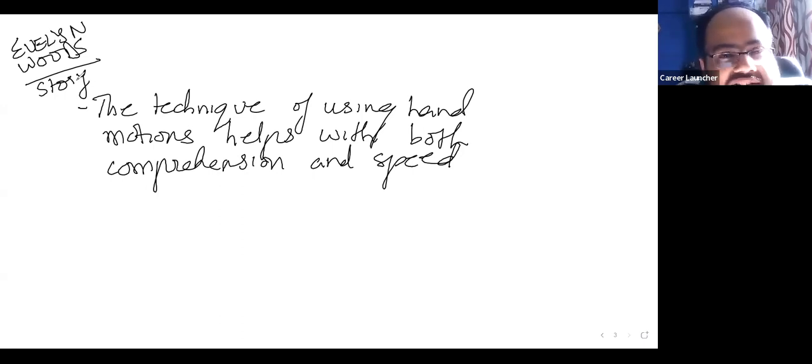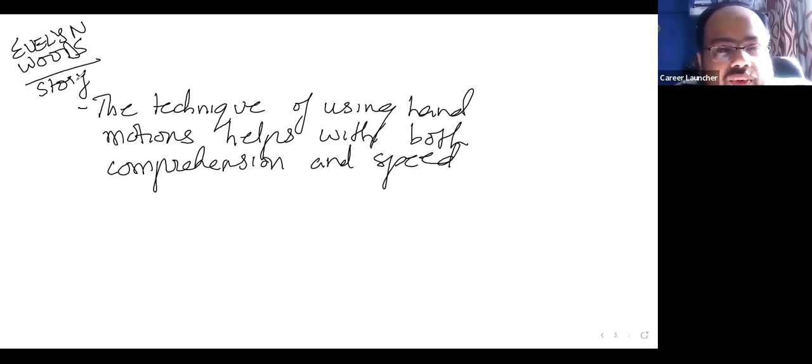Nowadays, a lot of exams that you'll take will be computer-based exams. They will not be pen and paper exams. Even on a computer, this technique can be employed. You can use a pen, you can use a pencil, or you can use a mouse pointer to trace the sentences as you read. But please make use of this technique. This technique does help.